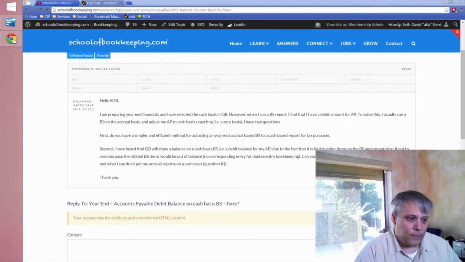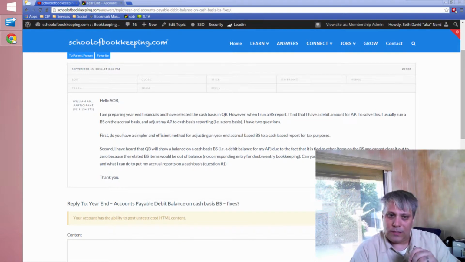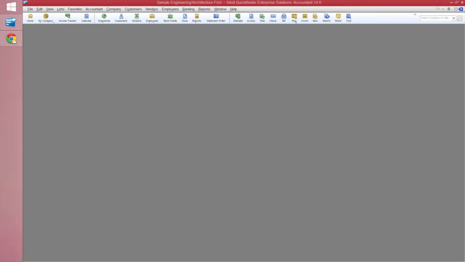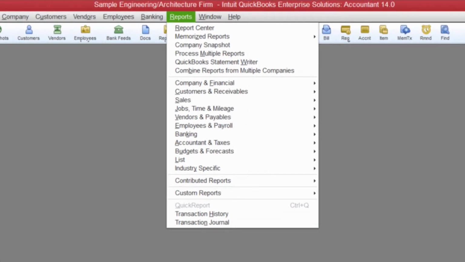But let's take a look and see how we can also quickly identify and reverse out those items that are making up that negative accounts payable balance on the balance sheet. There's actually a very quick and easy way to do this, believe it or not. So here's a sample company file, and I went ahead and prepared an entry that would cause a problem exactly like what we're talking about here.